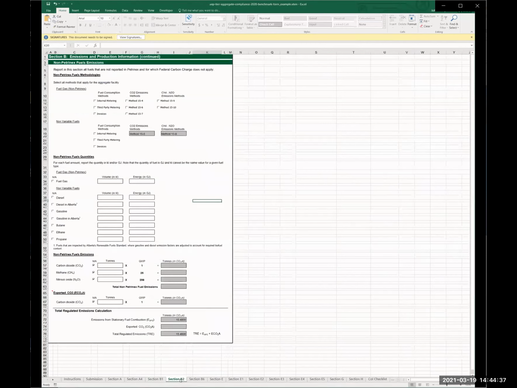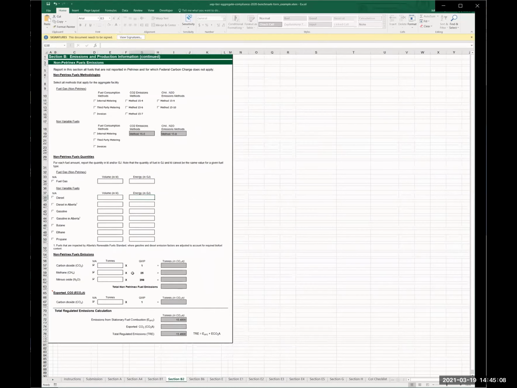Moving to section B2, this sheet is for the reporting of emissions from fuel use not reported through Petronex. It includes sections for indicating all the methods applied to fuel gas and non-variable fuels. It also has areas to report the usage of various fuels not reported through Petronex. These fuels can be reported either in volume units or in energy units.